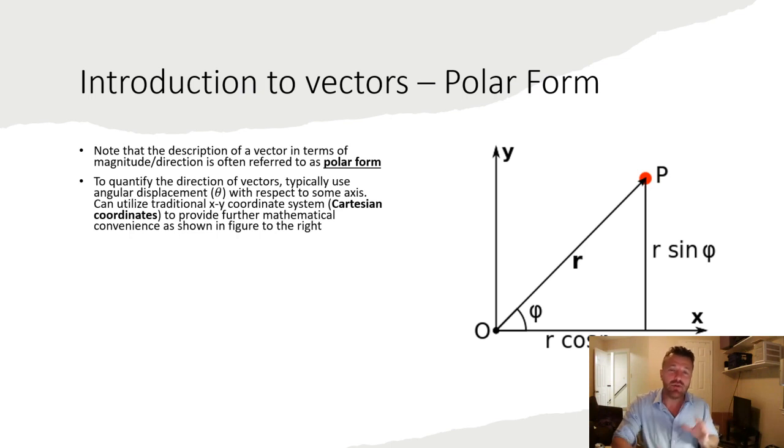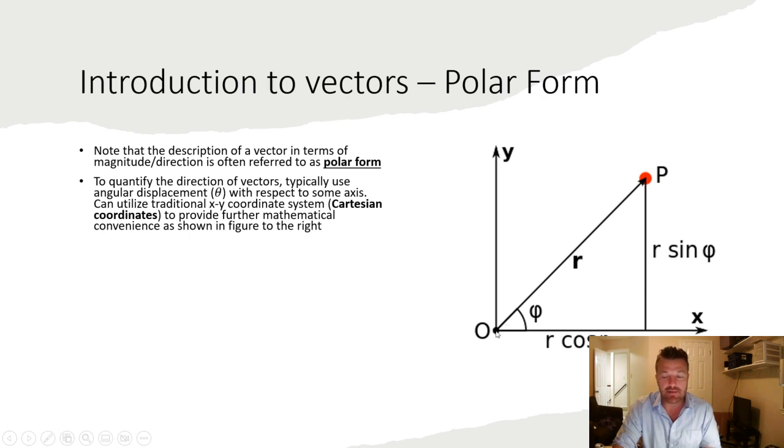So polar form just puts two numbers behind those two quantities. And how would we actually see that? Well, imagine you have a vector and it has a tail at O and a tip at P. And imagine you set up an X and Y coordinate system and made the origin of that coordinate system right at the tail of the vector.